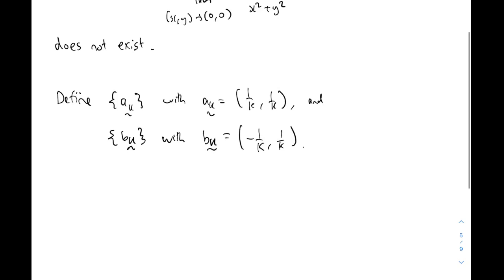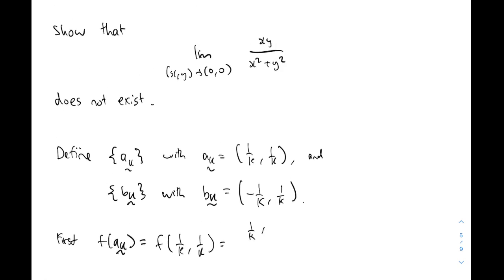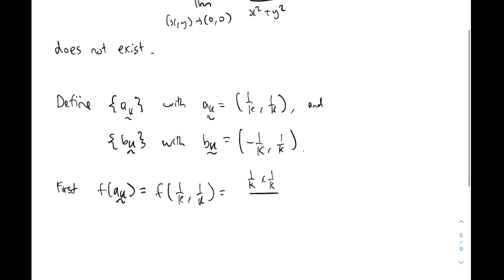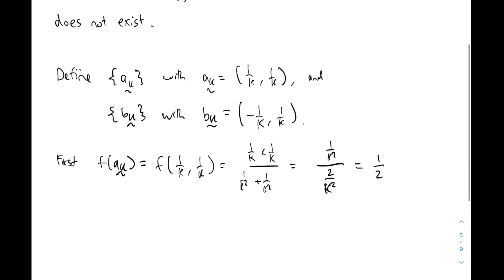Now the next step is to take the function values of these sequences. So first, what is f(a_k)? Well, f(a_k) would be just f(1/k, 1/k), which is 1/k times 1/k all over (1/k)^2 plus (1/k)^2, which is 1/k^2 on 2/k^2, which is 1/2. And as k goes to infinity, this just goes to a half.